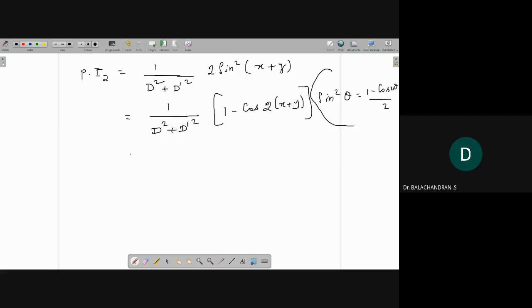So this is equal to, you can split it into 1 by 2, into 1 by D square plus D dash square into 1, minus 1 by D square plus D dash square into cos of 2 into x plus y, which is cos of 2x plus 2y.